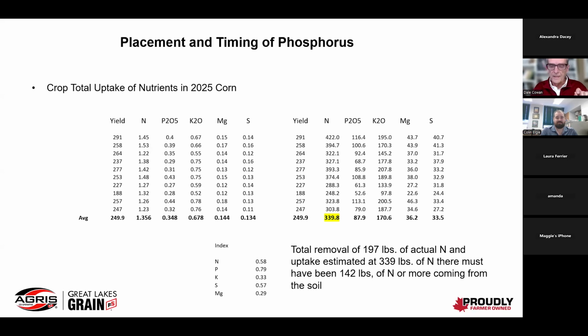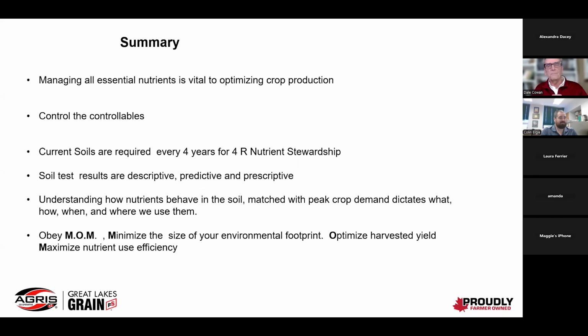So my summary slide: managing all essential nutrients is vital to optimizing crop production. Control the controllables. When you have lots of uncertainty, focus on what you can control. Current soil tests are required every 4 years for 4R stewardship. Soil test results are descriptive, predictive, and prescriptive. They'll describe what's going on in your field, they'll predict an outcome, and we can prescribe and amend soils in very precise ways. So soil samples have a lot of utility.